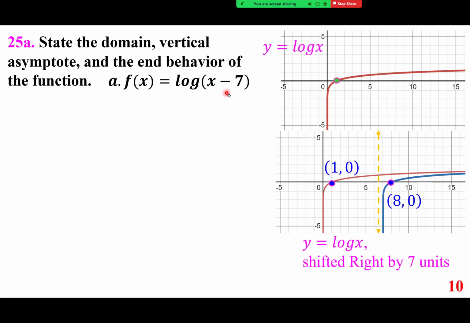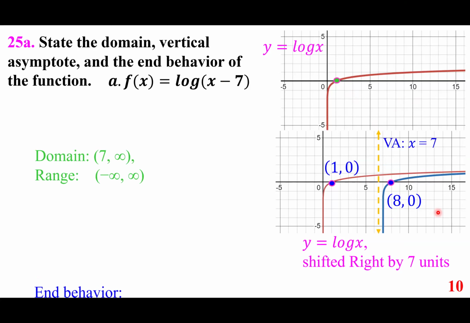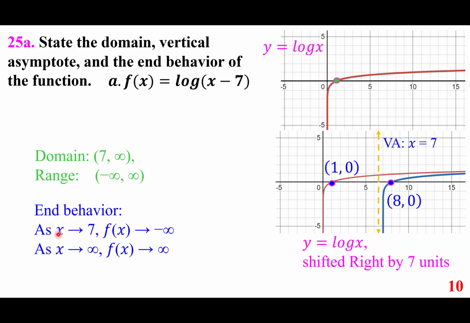So what is the effect? Please understand the range doesn't change, but the domain is from 7 to infinity now. The end behavior: as x approaches 7, f of x goes to negative infinity, and as x approaches infinity, f of x goes to infinity, the first quadrant.